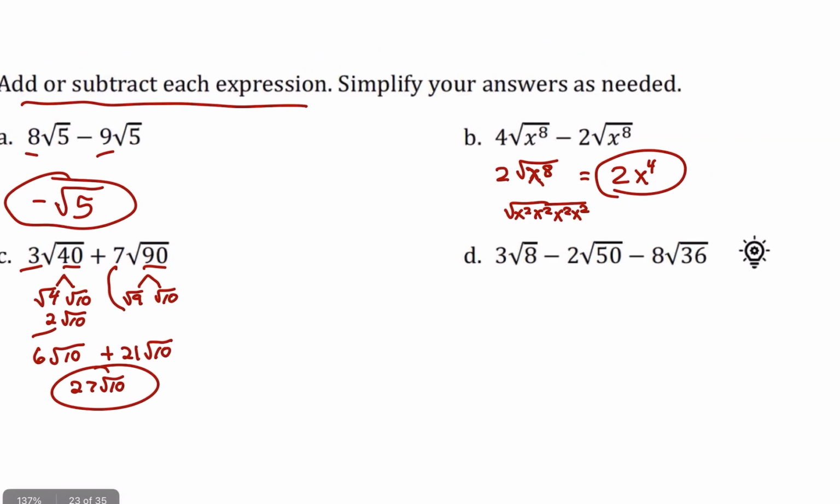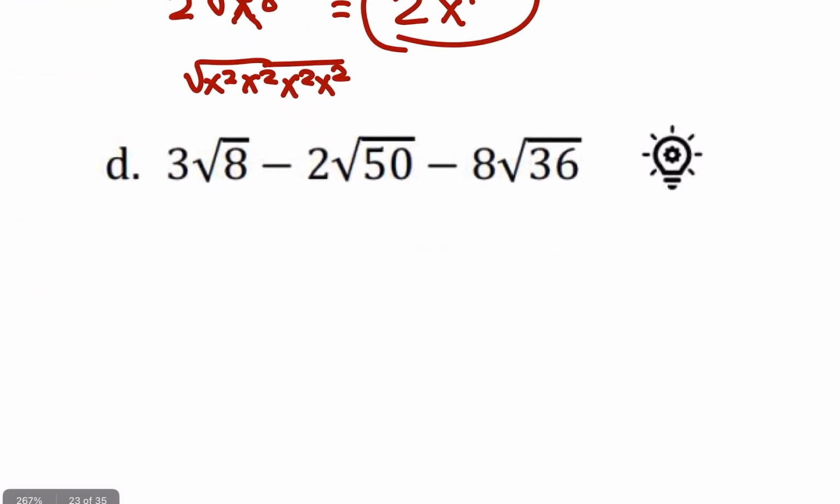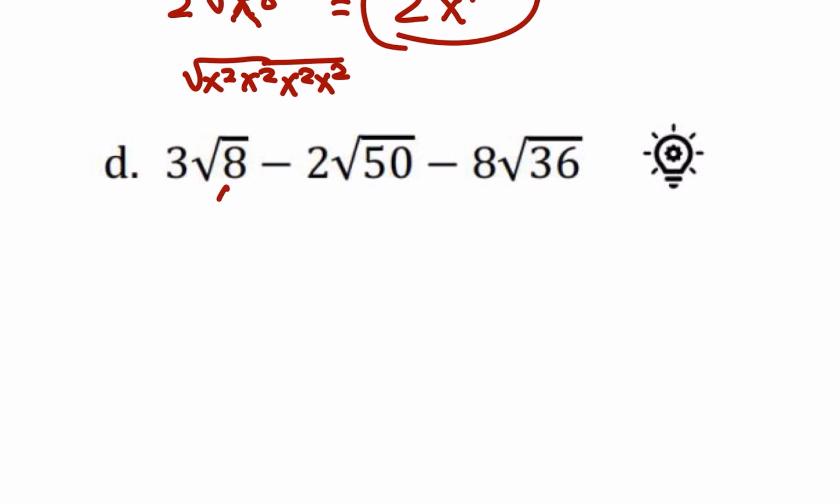Okay, let's go to D. So for D, we have 3 terms, and it doesn't look like any of them look too much the same. But again, we can simplify. This is a light bulb problem, so there's probably an extra little trick to it as we go through it. 3 square root 8. So I'm going to think of this as 4 times 2. And if you want, we can just think the square root of 4 is 2.